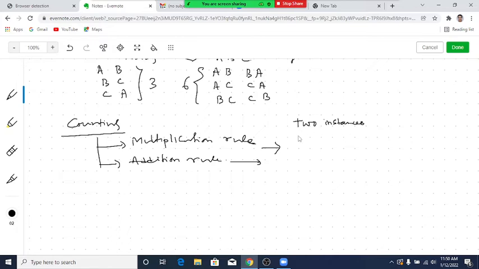Say for example, one event is occurring in one way, that means there are n1 possibilities for one event to occur. For another event, there are n2 possibilities to occur. So I am just giving a simple example.